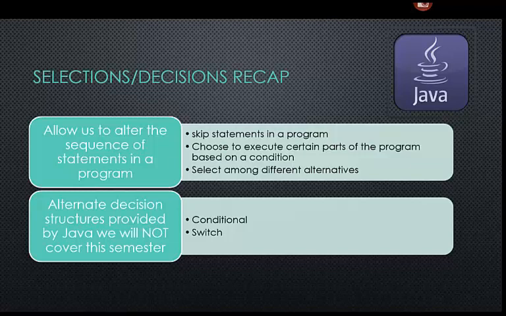Now there are a few other alternative decision structures in Java, and we will not be covering them this semester. These are the conditional and the switch. But don't fret, there isn't anything you could do with conditional or switch that can't be done with if and if-else. And so we want to master the if and if-else, and we will be doing just fine with our decision logic. Happy Java coding!